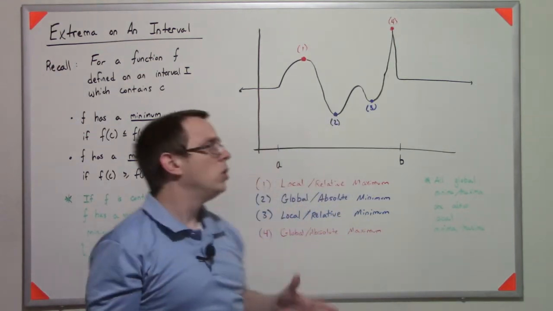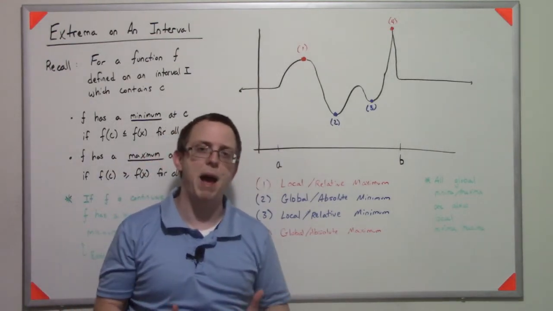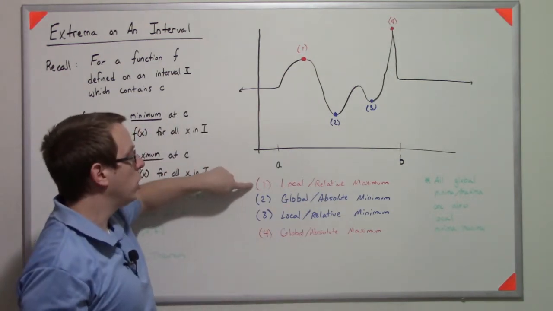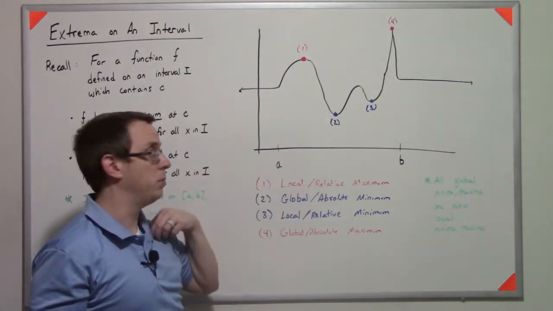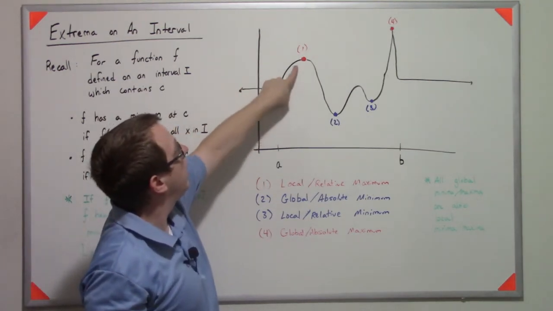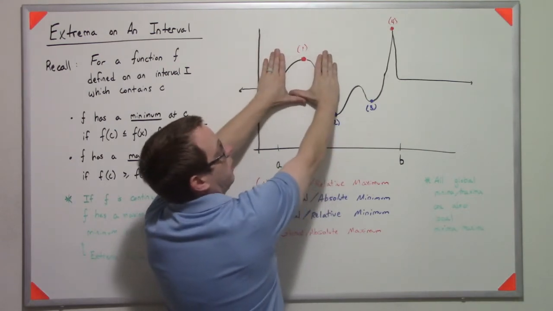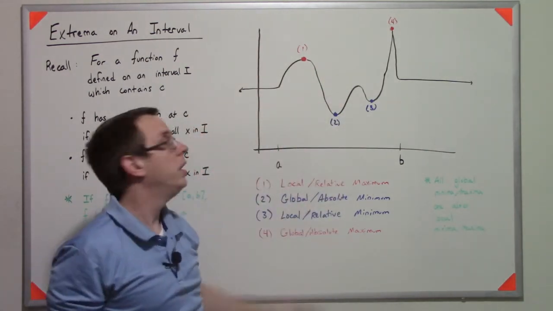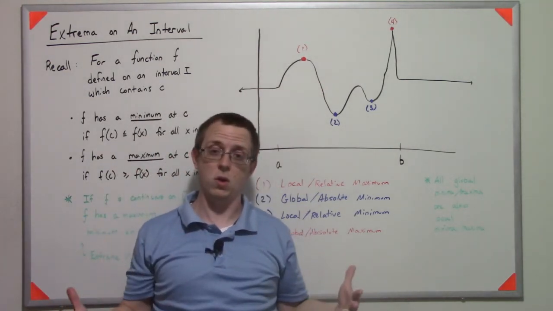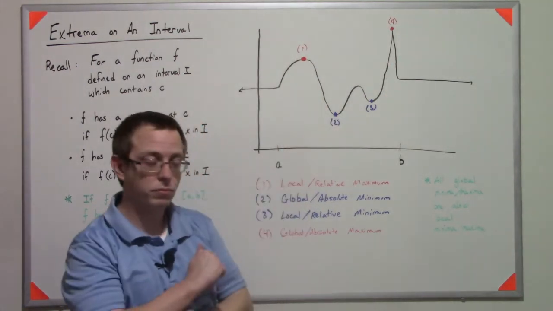But anyway, looking at a sample graph here, I want to talk a little bit about the types of maxima and minima that we're going to be discussing. The first one is a local or relative maximum. If we look at this first point here, what it says is that in this local neighborhood, this point is larger than everybody else. So he's king of his little hill. He's not king of the world, but he's king of his little hill.